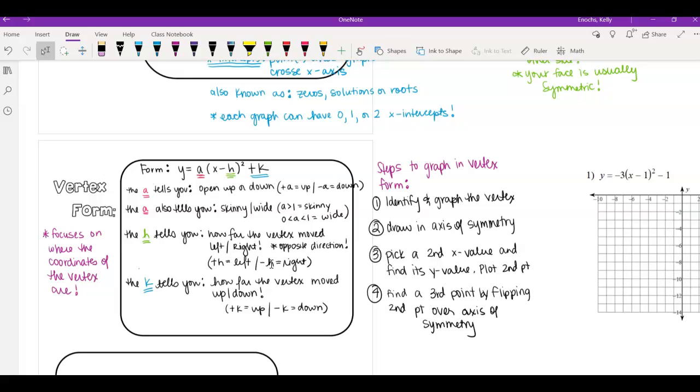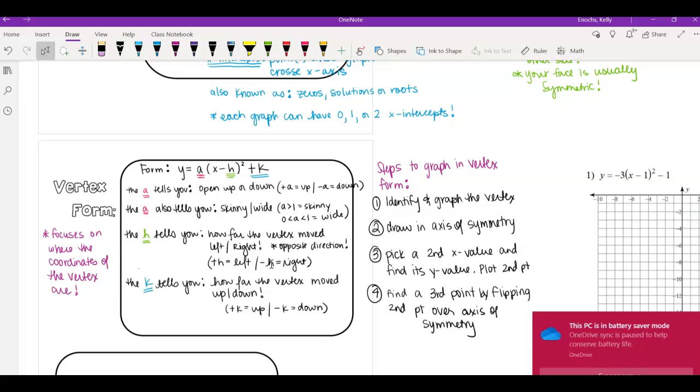When we look at all of those parts, what do they tell us about our graph? The a tells us two different things. Number one, it tells us if it opens up or opens down, or if it's happy or sad. If your a is positive, positive is usually a good thing. That means it's usually happy, so it's an open up graph. If your a is negative, so -3, -1, whatever, then that's a negative value, and your graph's a little sad, so it's an open down parabola.